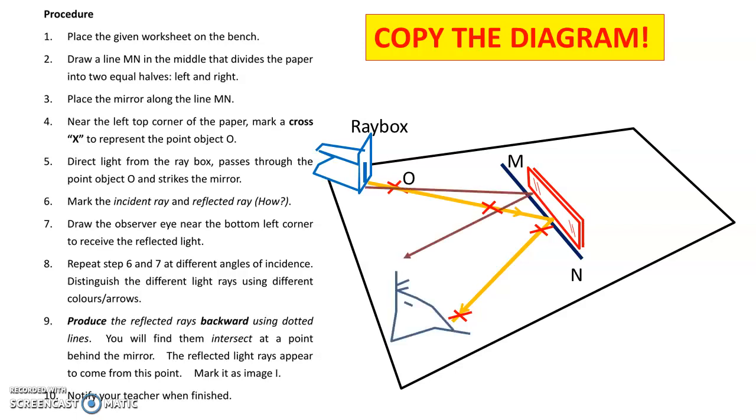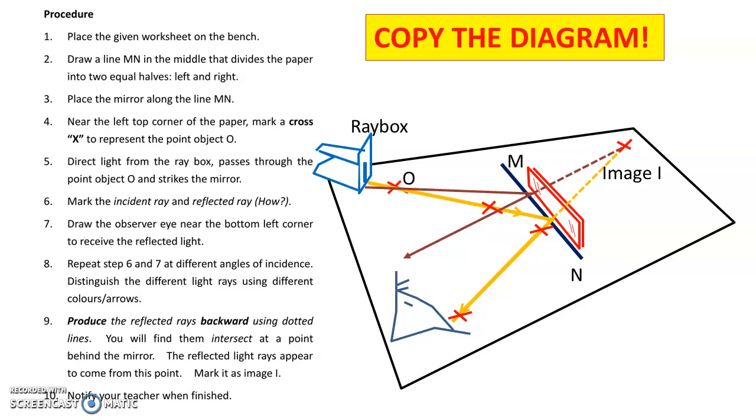Repeat with another light ray that also passes through the point O. Repeat one more time if you have time. Produce the reflected rays backward. They should meet at a single point. Yes, all the reflected rays should appear to come from the same point.